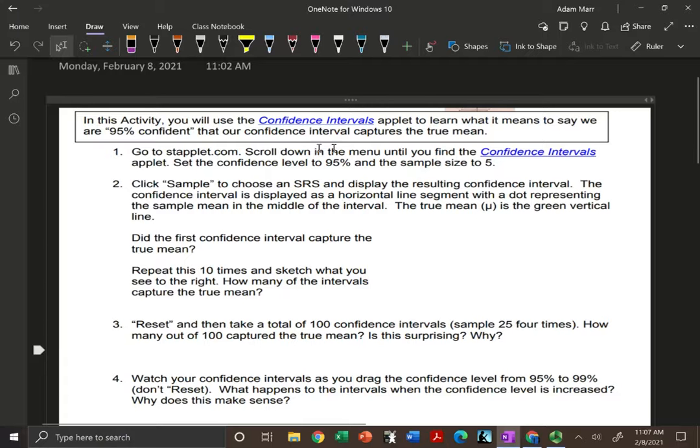So we're going to this applet. I'll put the link on the slides. It's a confidence interval applet. If you can, mess around with this. So let's take a look here. We're going to set the confidence level to 95% and the sample size to 5.